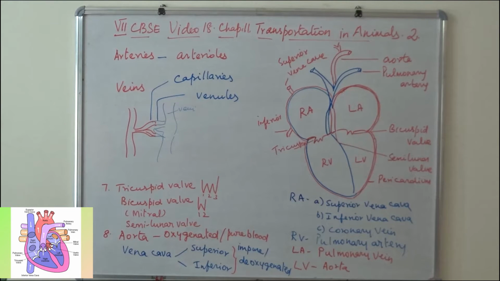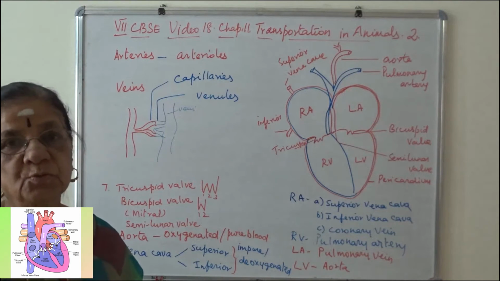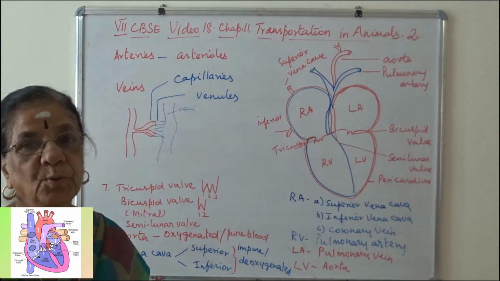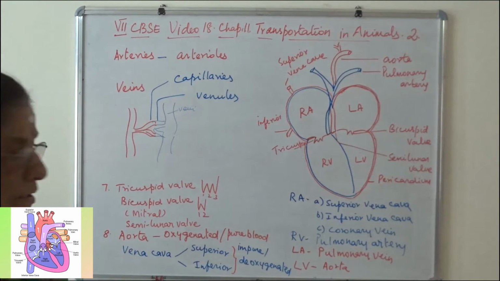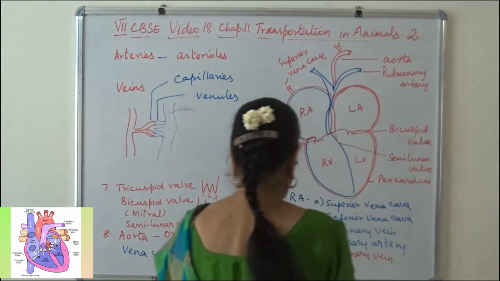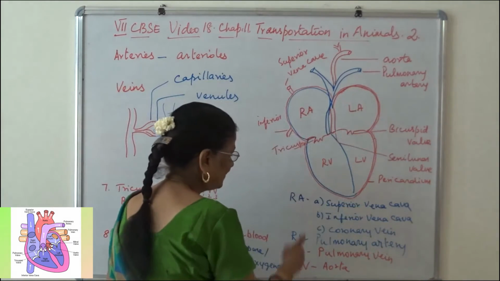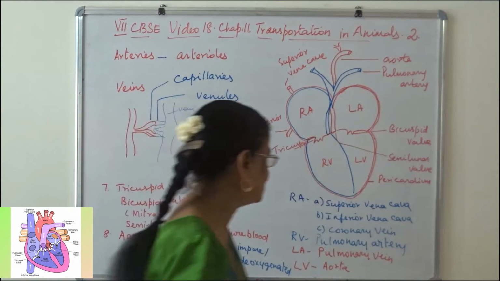I hope you understand. Same way, aorta distributes pure blood to various parts of the body. I hope you understand. So now see this table, it is a major blood vessel distribution.